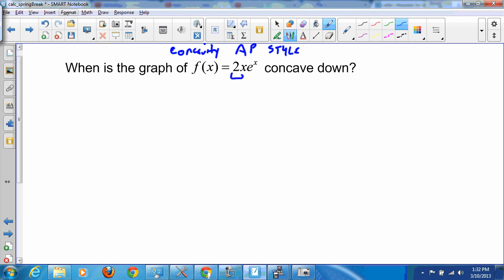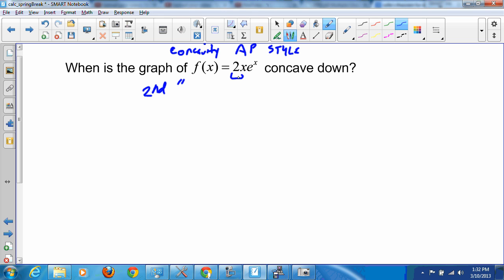Alright, let's take a look at a few concavity problems like you might see on the AP exam. Here they're asking us when the graph is concave down, so we're immediately thinking second derivative test. So let's take the first derivative.